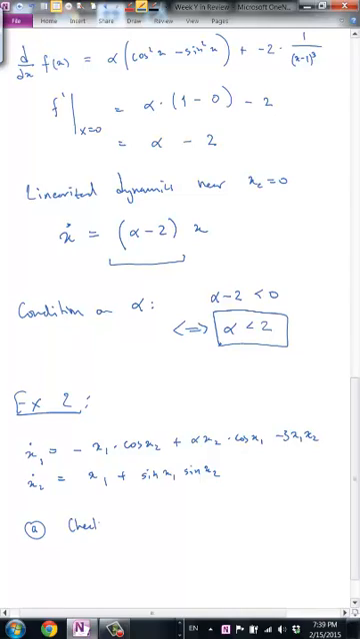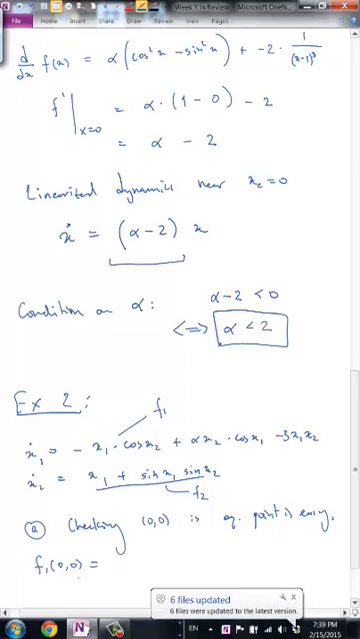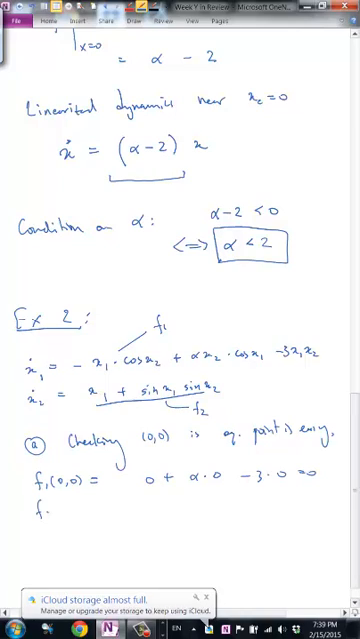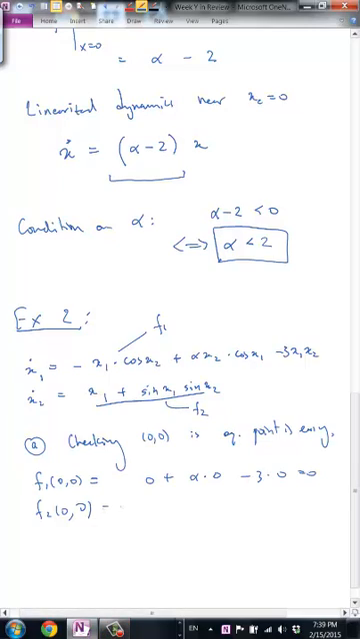So checking that (0, 0) is an equilibrium point is easy because, let's call this f1 and let's call this f2, f1 of (0, 0) is equal to minus 0 plus alpha times 0 minus 3 times 0, which is 0, and similarly f2 of (0, 0) is also equal to 0.